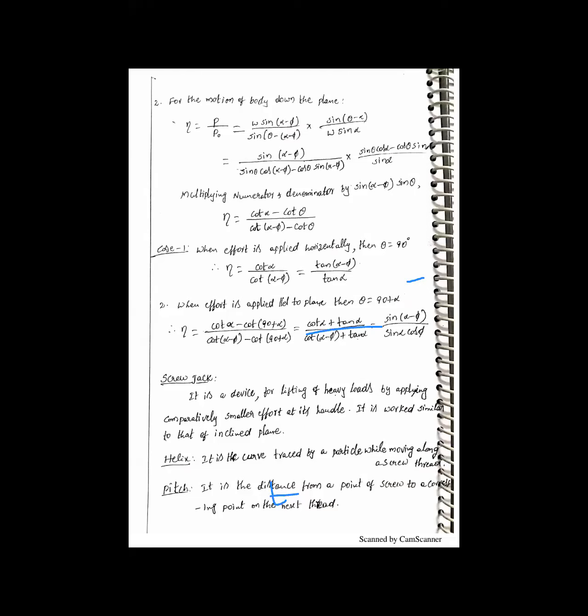When we write (cot alpha plus tan alpha) by (cot alpha minus pi plus tan alpha), we replace cot with cos by sin, and tan with sin by cos. Then the remaining term comes as sin(alpha minus pi) by sin alpha cos pi, when we simplify the equation. So that is there.